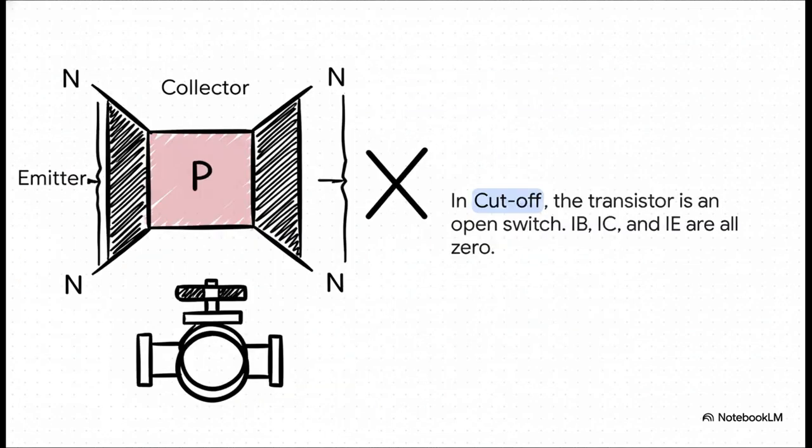Let's look at cutoff mode first. As you can see happening here, when we set up the voltages to turn both of those internal junctions off, these barriers, we call them depletion regions, just grow and effectively create a wall. No electricity can get through. The base current, collector current, emitter current, they all flatline to zero. The valve is slammed shut.